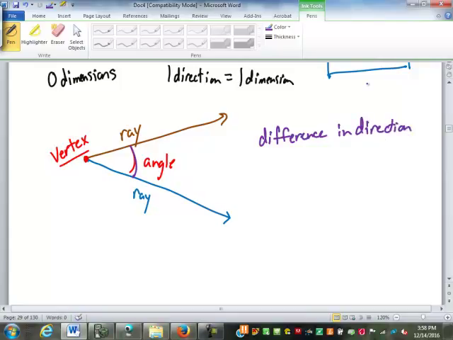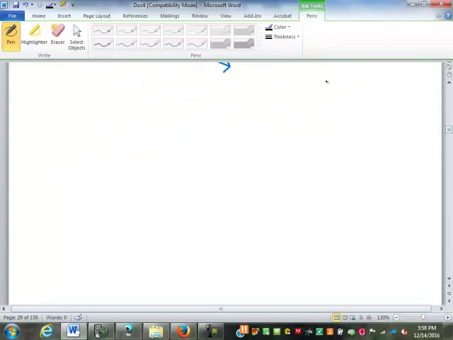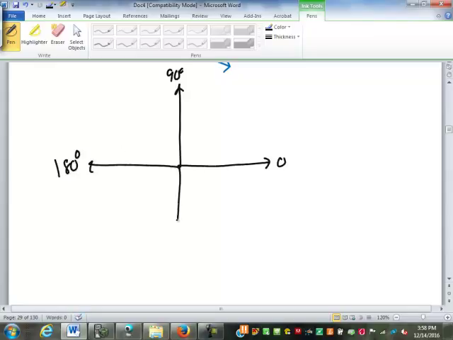between the two rays. Where that comes from is partly from navigation and navigational directions. Also, if you had some basic trig, that's set up the same way, where you have a 0 degrees direction here, 90 degrees, 180 degrees, 270 degrees, and then back to 360 at 0 degrees again. And those are your navigational directions.